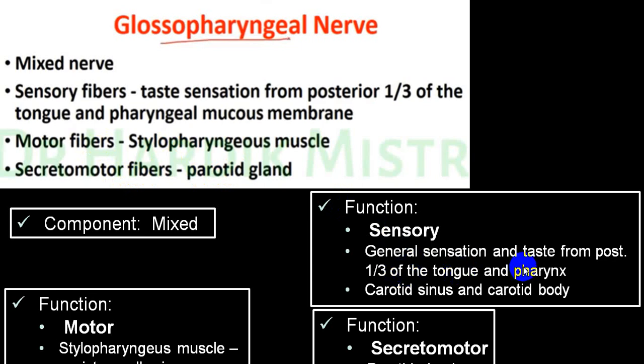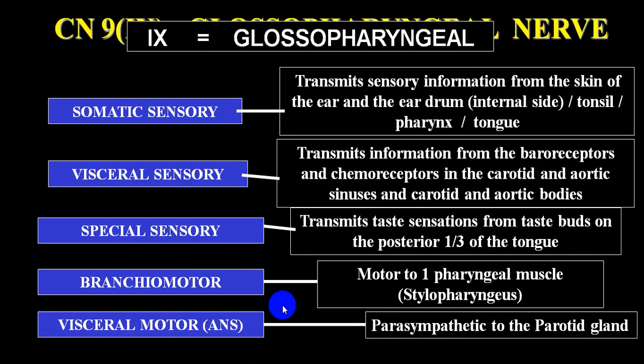as the pharyngeal part, and carotid sinus and carotid body, chemoreceptor and baroreceptors. Secretomotor fiber to parotid gland, and motor fiber to stylopharyngeus muscles, and which takes part in swallowing. Same somatic sensory to skin in middle ear, tonsillar area, pharynx and tongue. Visceral sensory, baroreceptor and chemoreceptor from carotid body, aortic sinus, carotid and aortic body.